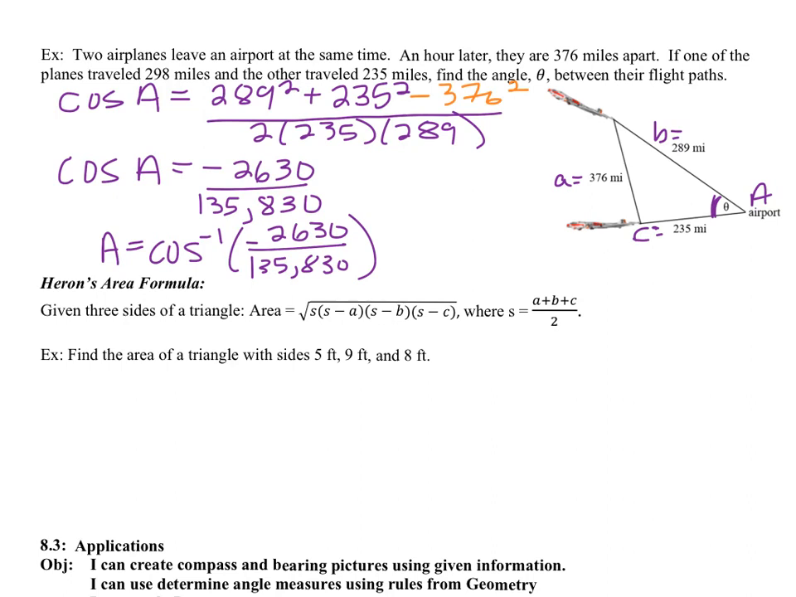We'll round to the nearest tenth. If you enter that into your calculator, you should get approximately 91.1 degrees. That would be the angle between their flight paths. And that's it for 8.2. Submit your notes today for credit, and tomorrow you'll get an 8.2 worksheet.